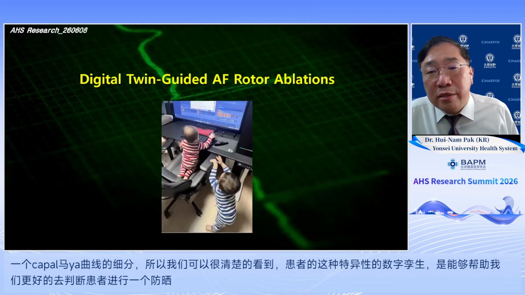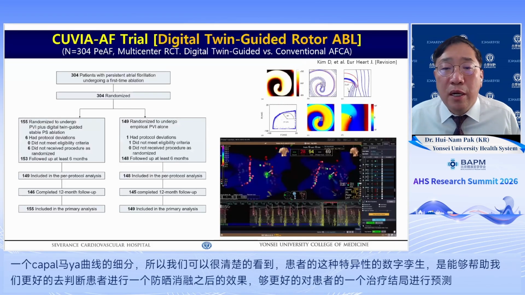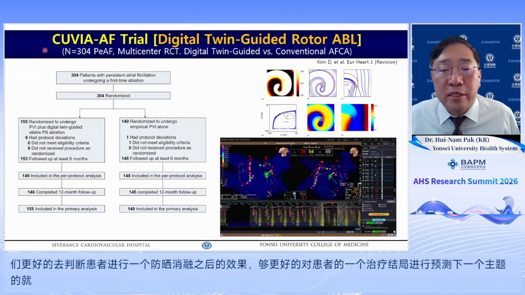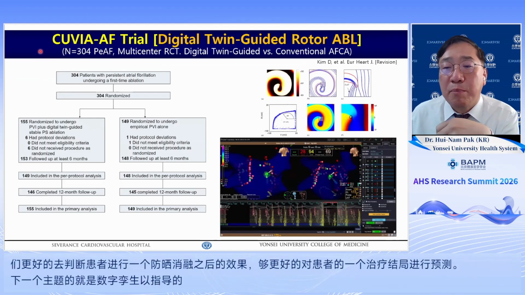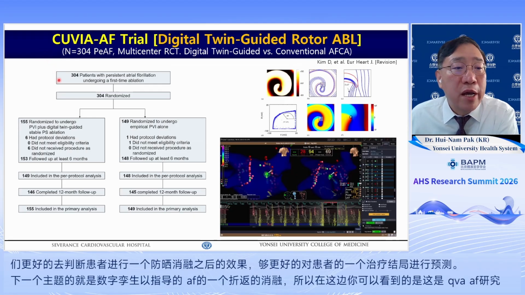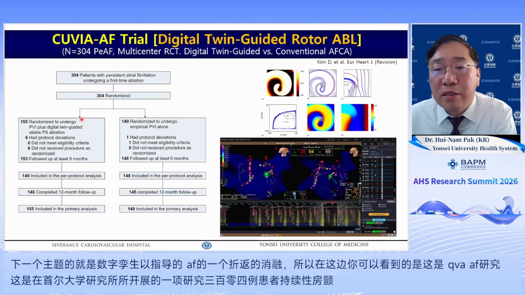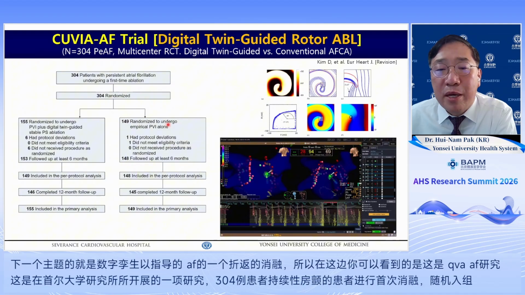Okay, next topic is digital twin-guided AF rotor ablation. The QBI-AF trial is a randomized clinical trial on persistent AF ablation for stable rotor, involving 4 participating institutions in Seoul, and a total of 304 persistent AF patients were compared in a one-to-one randomization between the PVI plus digital twin-guided stable rotor ablation group and the empirical PVI group.